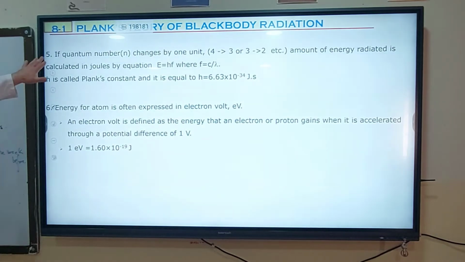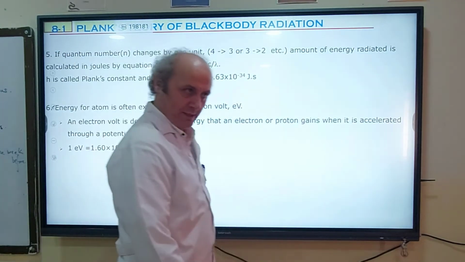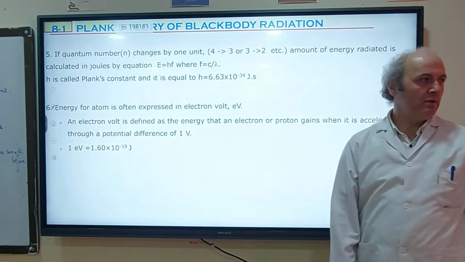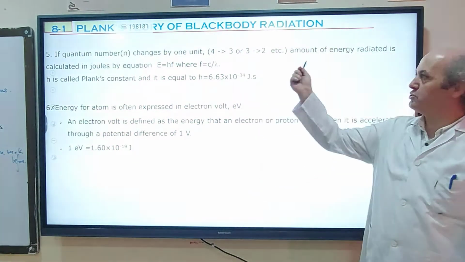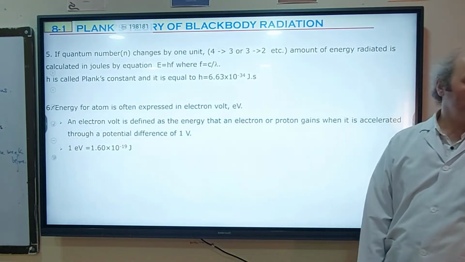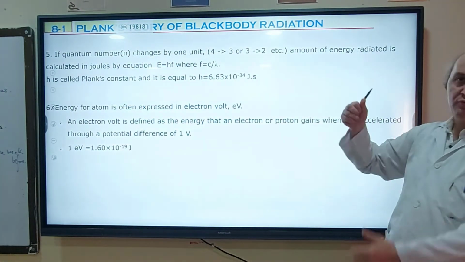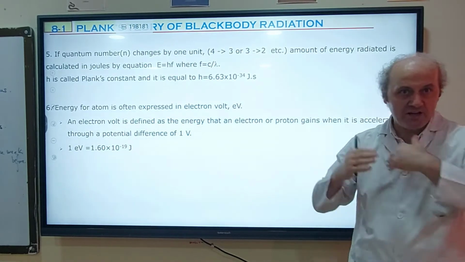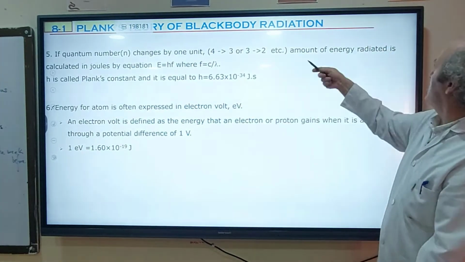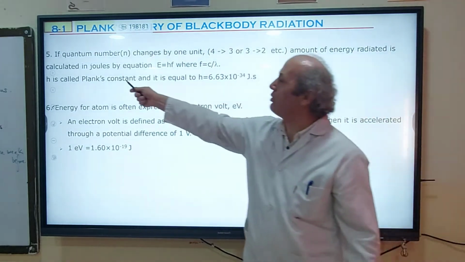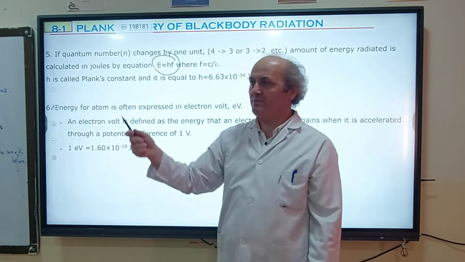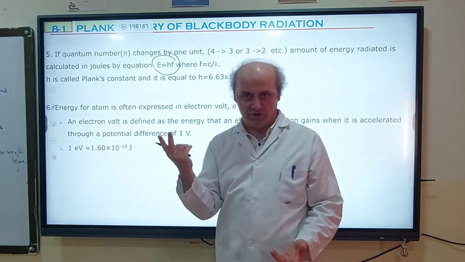And fifth one, if quantum number changes by 1 unit, means 4 to 3, changes 1 unit, 3 to 2, 1 unit, 2 to 1, 1 unit. The amount of energy, of course, as the quantum number decreases, energy must be given out. So the amount of energy radiated is calculated in joules by the equation of h times f. Remember, I said that 1 quanta is equal to 1 hf.